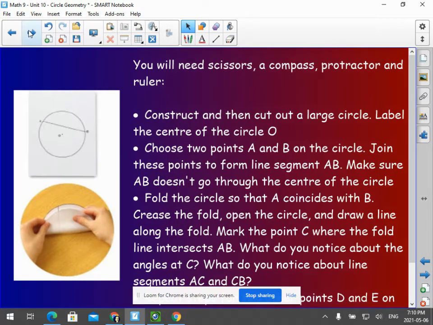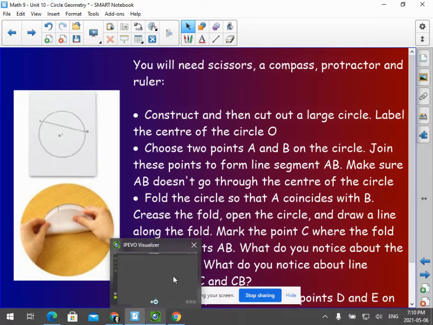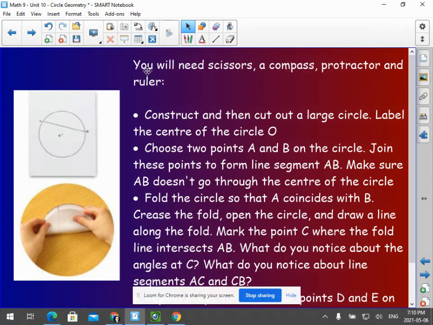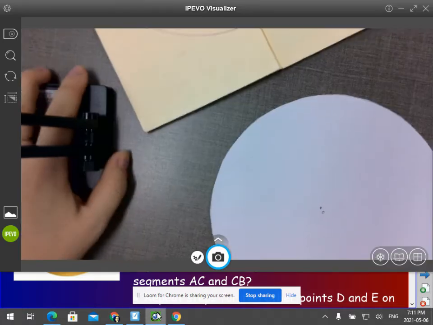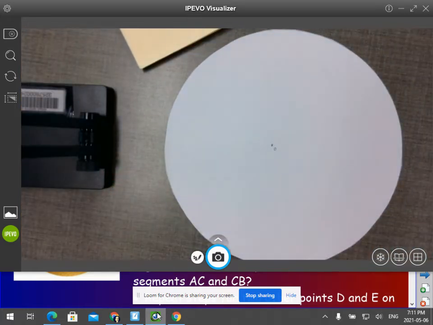Now, when it comes to chords, normally at this point, if we were all in the classroom together, I would be taking out a piece of paper and asking you to draw a circle. So you would take out scissors, a compass, a protractor, and a ruler. You would do all of these things, and construct and then cut out a large circle. And you'd label the center of your circle with an O. So if I show you an example, you would take a big circle and label the center of your circle with an O.